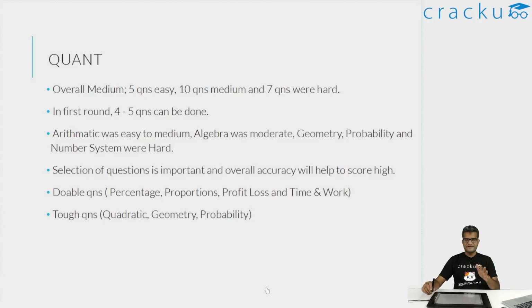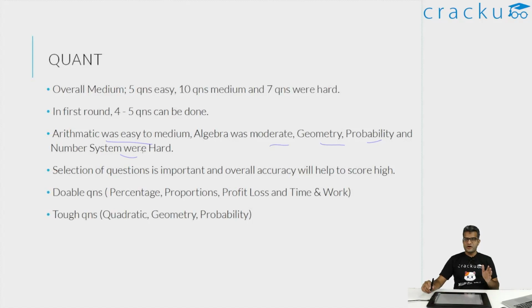Quant is definitely on the slightly easier side as compared to CAT 2023, which was a very difficult examination. But again, not a very easy one. I think none of the questions are trivial, but doable. That is the difficulty level that we put for each one of them. Arithmetic was easy. Algebra moderate. Geometry, probability and number systems was hard.